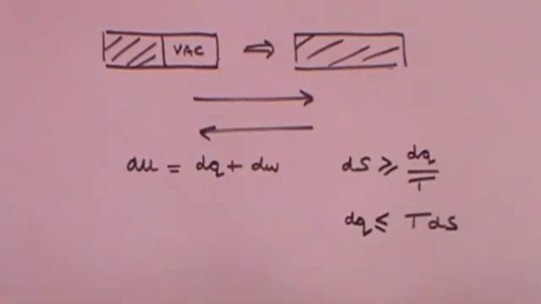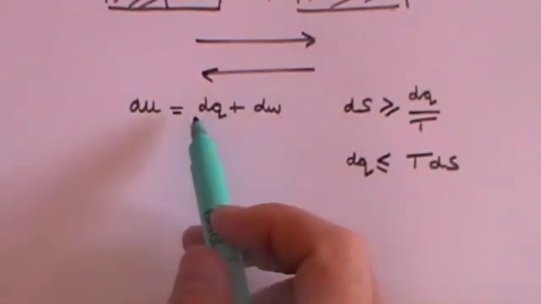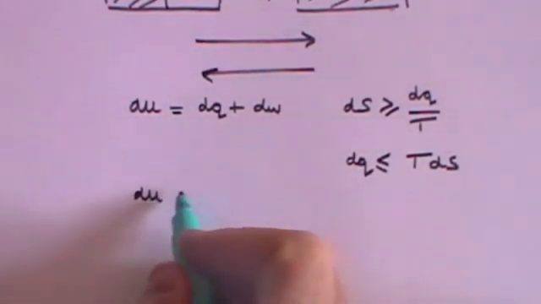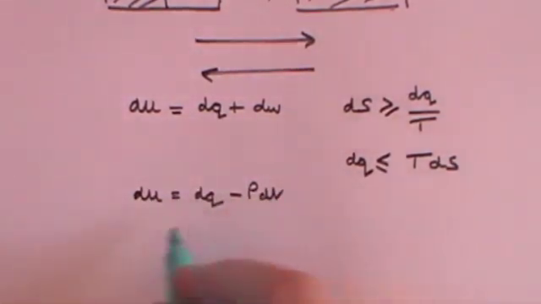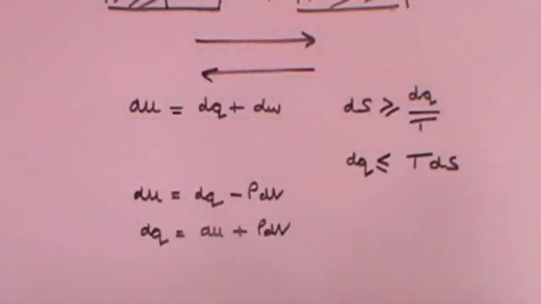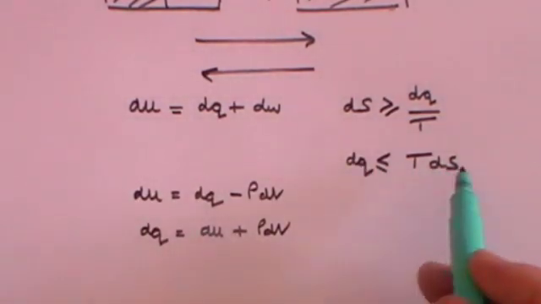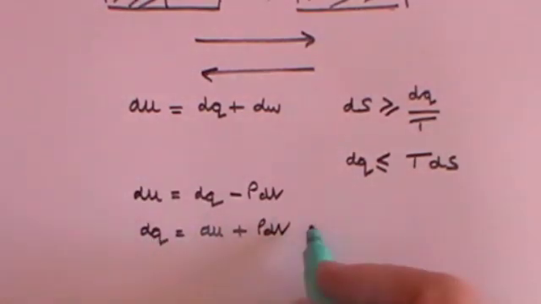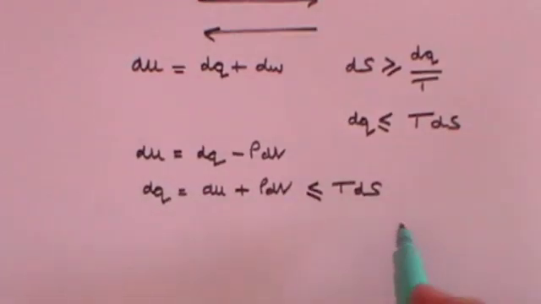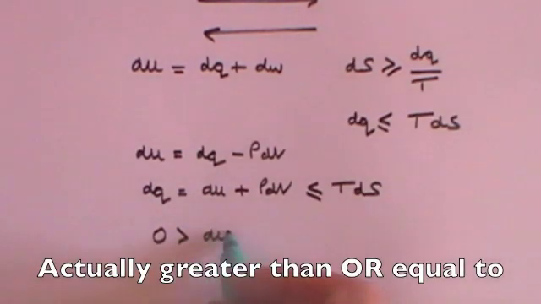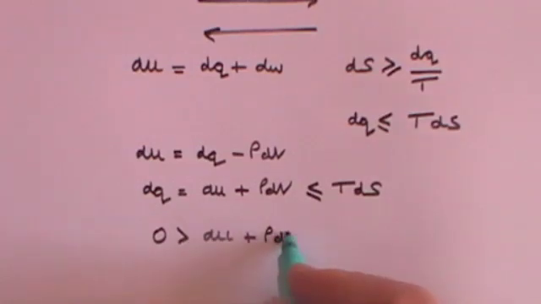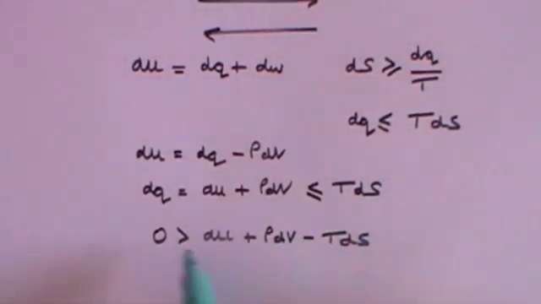We must always recognise that as a possibility. Now we know, because we've shown earlier in this video, that you can also write the first law as dU equals dq minus p dV. And rearranging this, you get that dq equals dU plus p dV. But dq is always less than or equal to T dS. And if you rearrange that formula, you get that 0 is greater than or equal to dU plus p dV minus T dS.